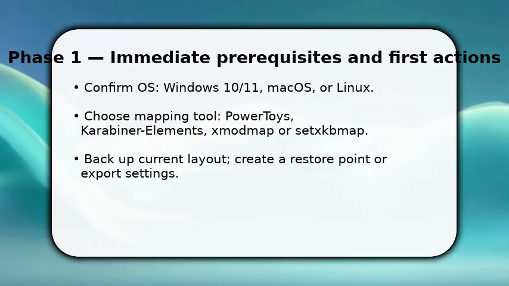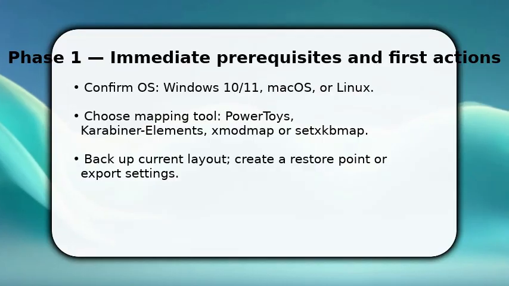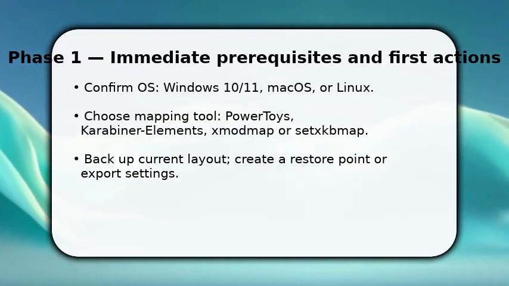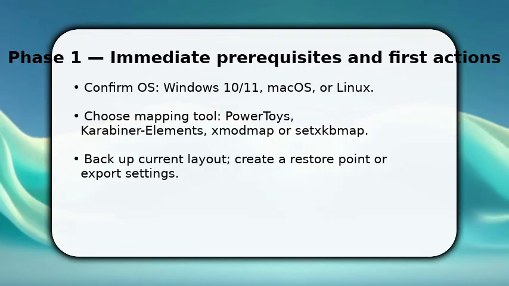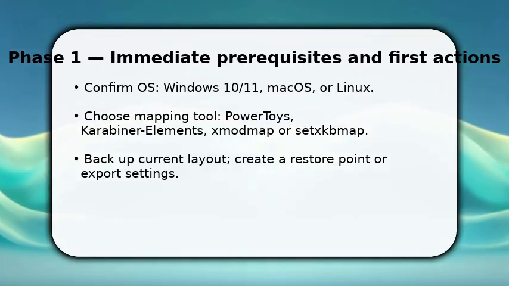You must also decide which key will become which. Write down the original and target key names. This step avoids mistakes later and clarifies the mapping you'll implement in the next steps.